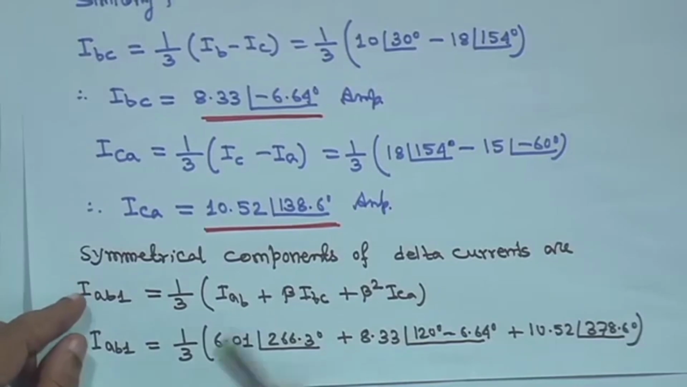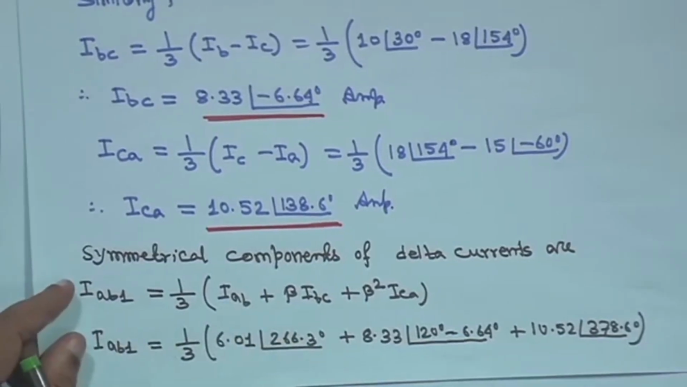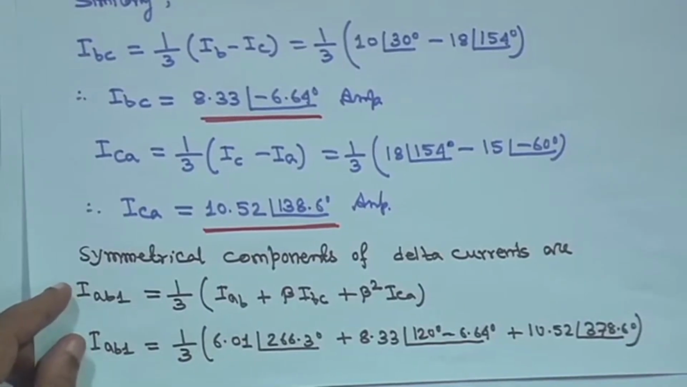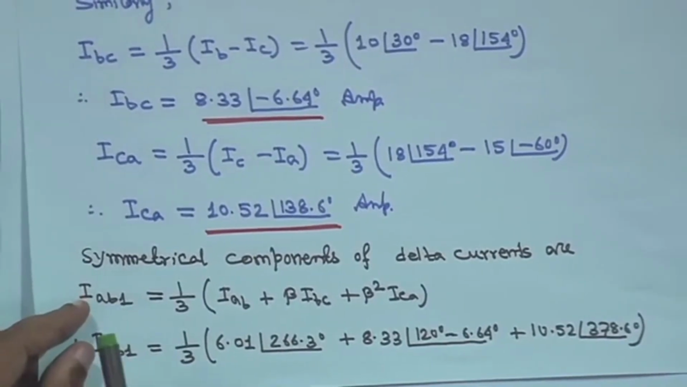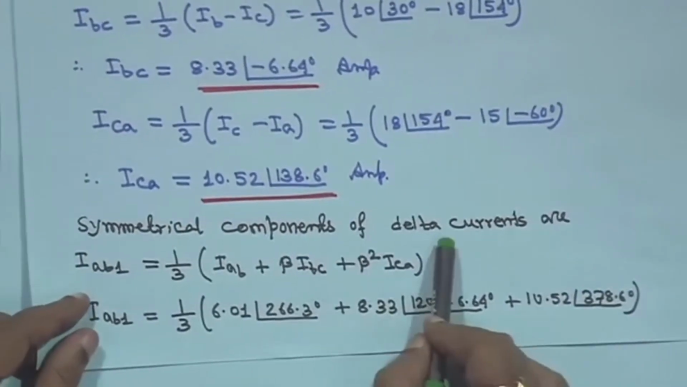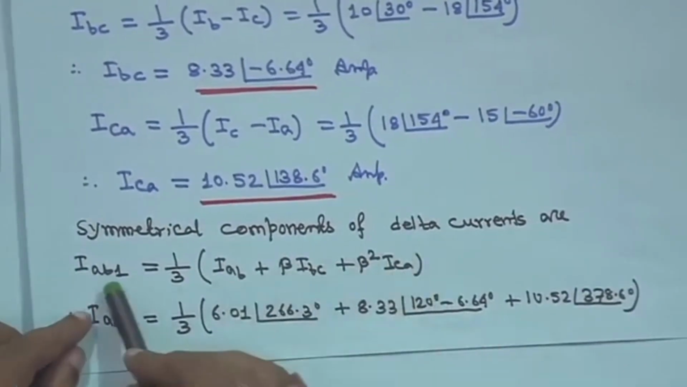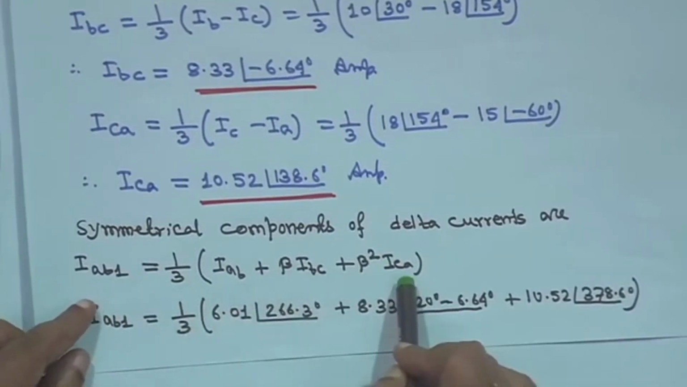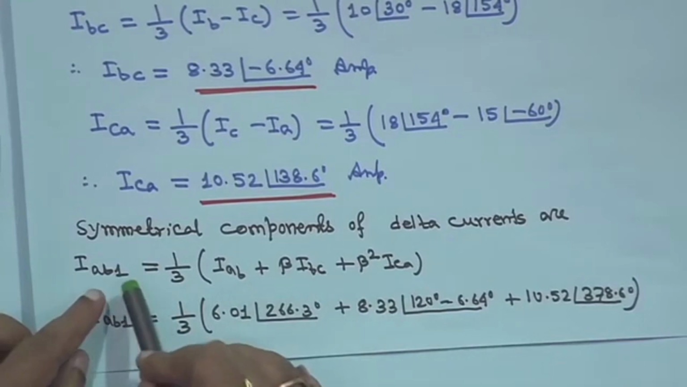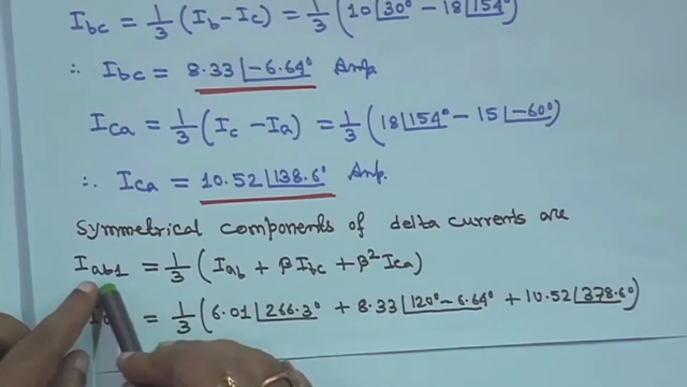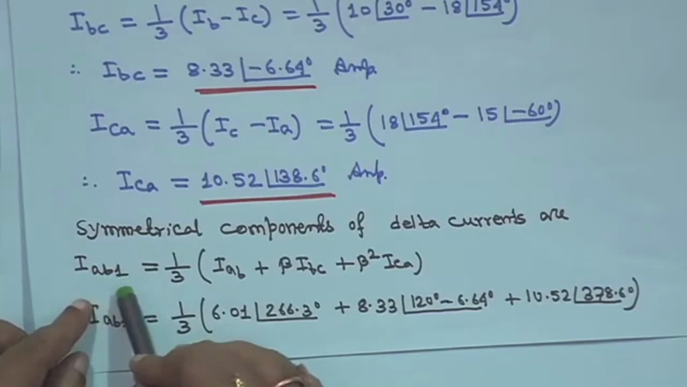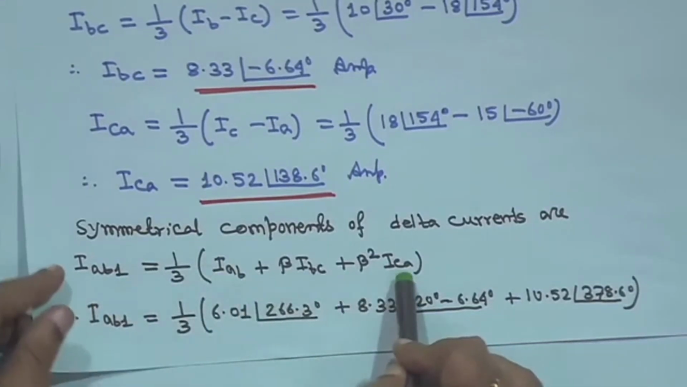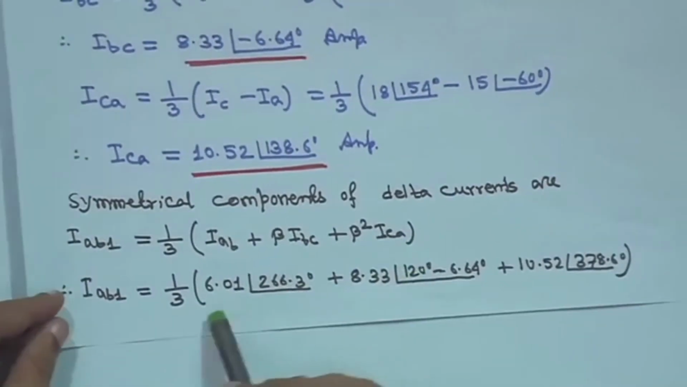Now, we have got IAB, IBC, ICA. Now, go to the positive sequence, negative sequence and zero sequence component currents, say for IAB. Same philosophy, same formula. IAB1, that is the positive sequence component current of the line AB, is equal to 1/3 (IAB plus beta IBC plus beta square ICA). So, you substitute all these values.